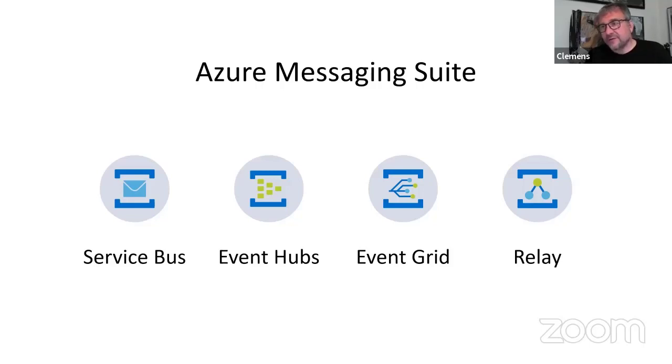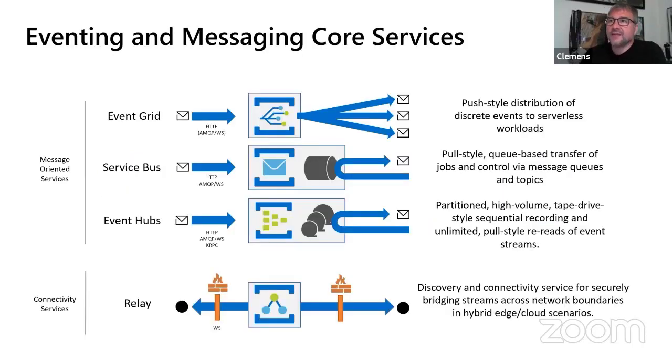I'll be talking about the messaging suite that we have of services. We have Service Bus, we have Event Hubs, we have Event Grid, and we have Relay. And the question that we get posed is, why do we have all those services? At the top level, the reason is because they are serving different patterns.